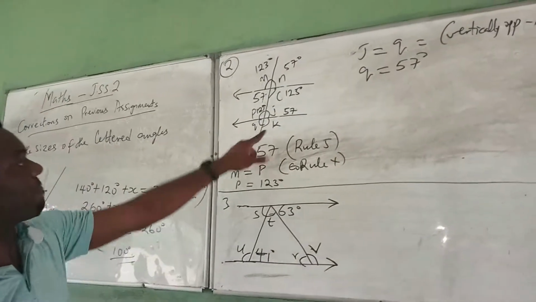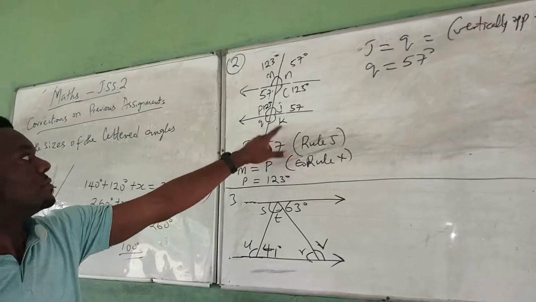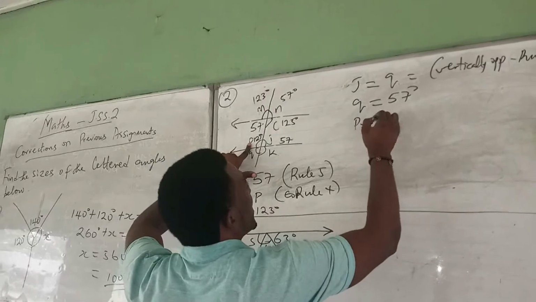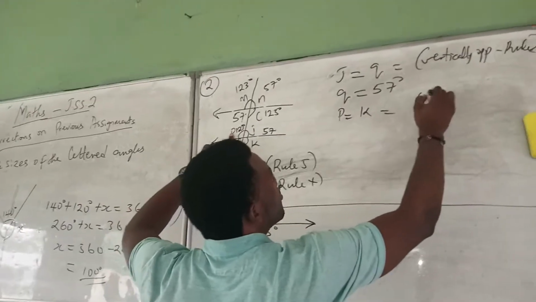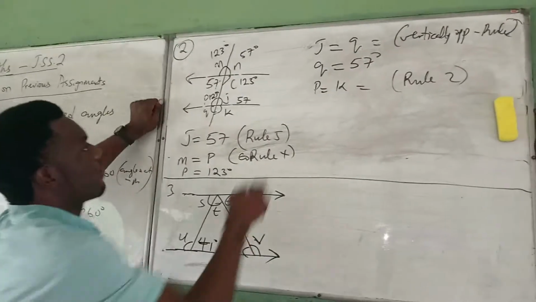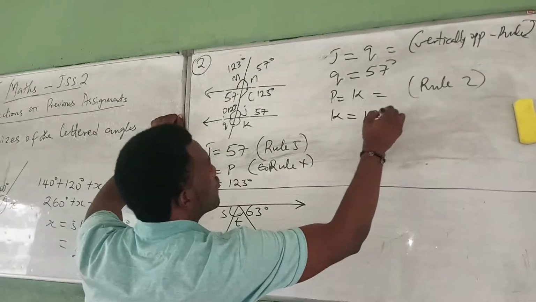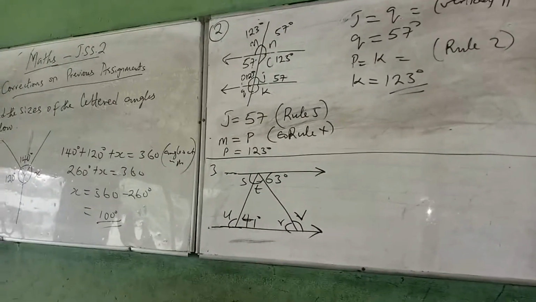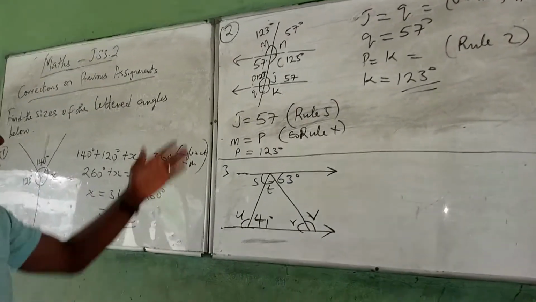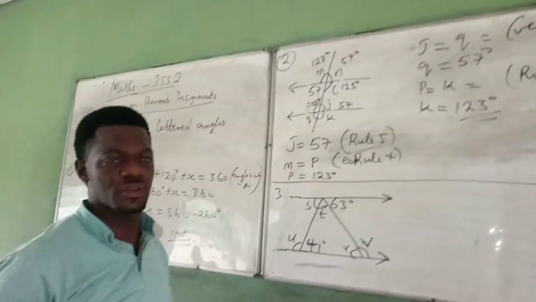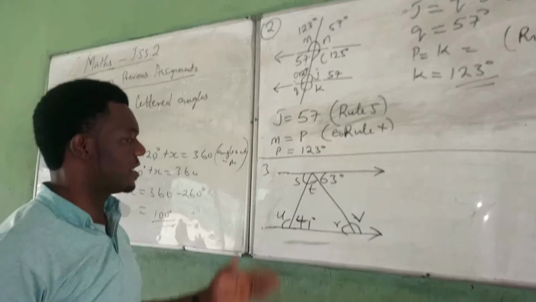Finally, K should be equal to P. The same reason. Rule 2. Vertically opposite angles are equal. Therefore, our K will be equal to 123 degrees. See it? So we have been able to find all the answers. So that's how to solve them. Once you know the rules, you can now solve all of them.